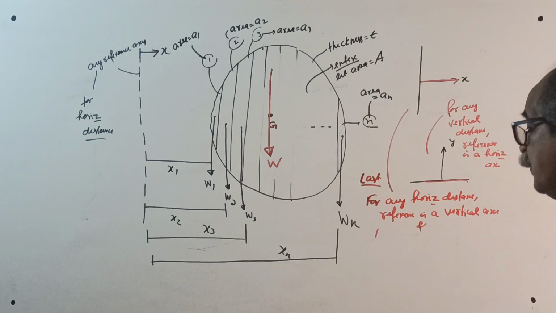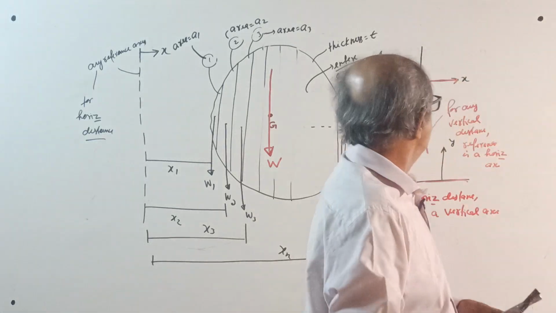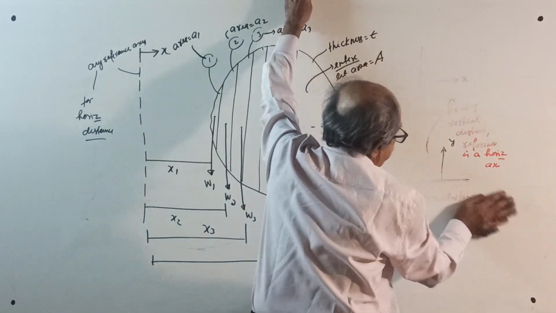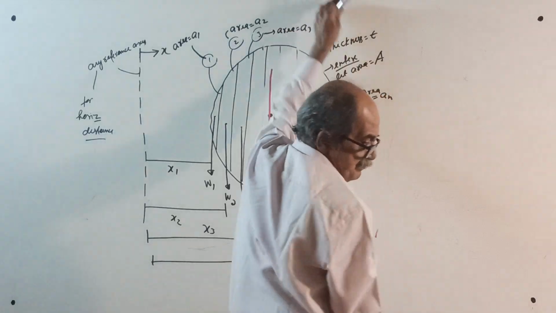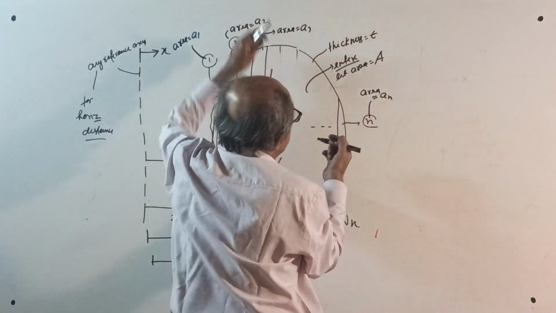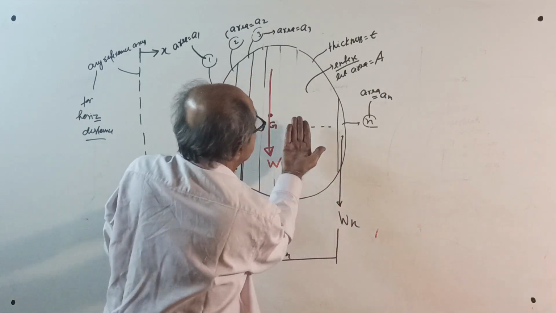Now, one more thing is required. I will remove this one now. Area equal to A. Now see, let T be the thickness. You cannot see here, but thickness is this way.